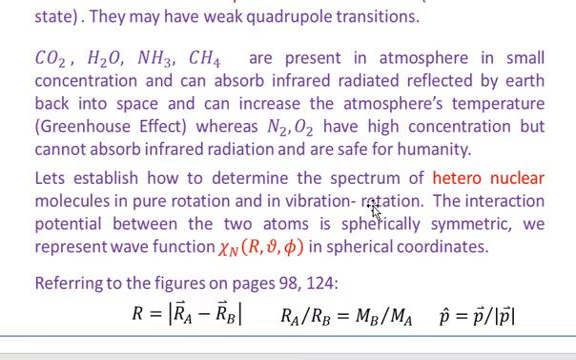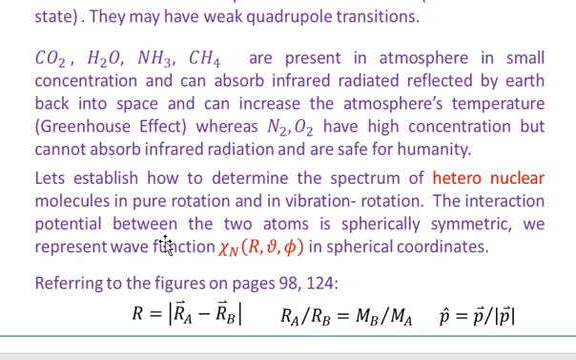Let's establish how to determine the spectrum of the heteronuclear molecules in pure rotation and in vibration rotation. That is, we can consider pure rotation, that is from rotation to rotation transition, and we may also consider vibration rotation transition. That is a rotational transition from one vibrational level to another vibrational level. That is the rotation from one rotational level of one vibrational level to some other rotational level of some other vibrational level. So these are what we are going to determine for the heteronuclear molecule.